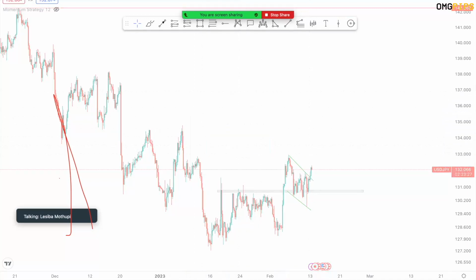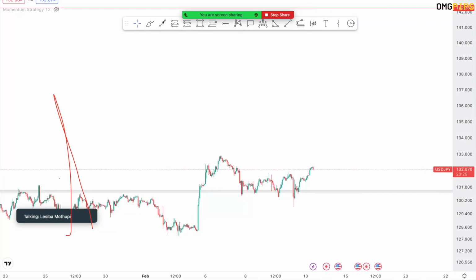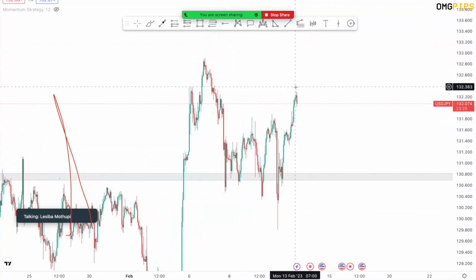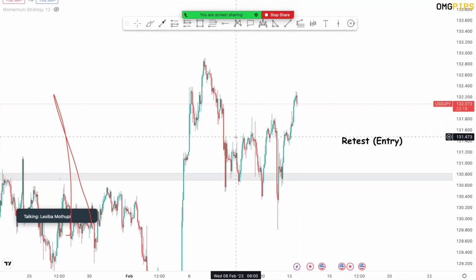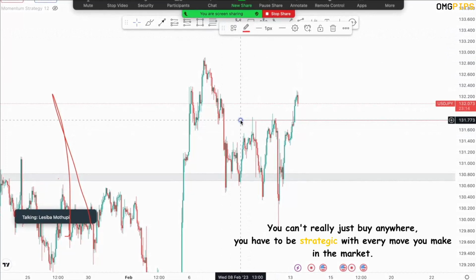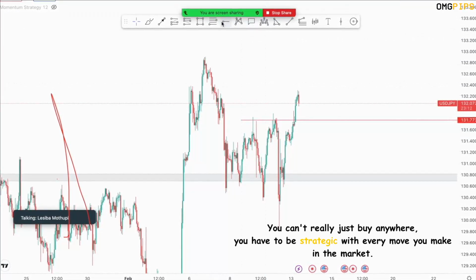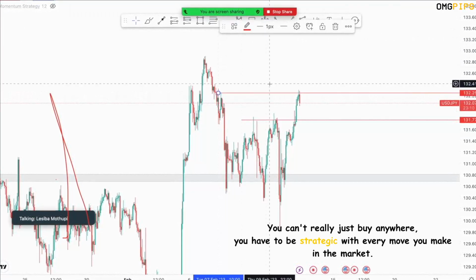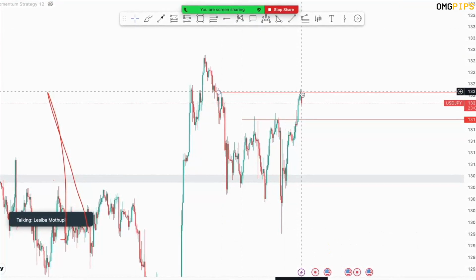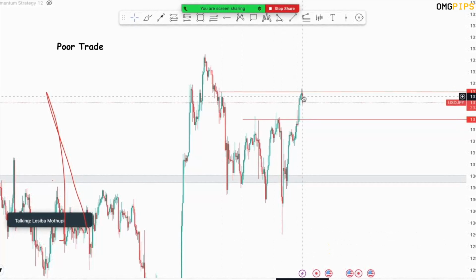Let me just go on the 60-minute to see how we go about that entry that we looked at. So how to go about that entry is just waiting for price to come back and retest at least somewhere around this area, yeah. Because my understanding is that you can't really just buy anywhere. And if you are buying now, it means that you are buying at the resistance, because look at this, price is resistant to break. So if you buy now, that's a poor buy. That's a poor trade or decision.